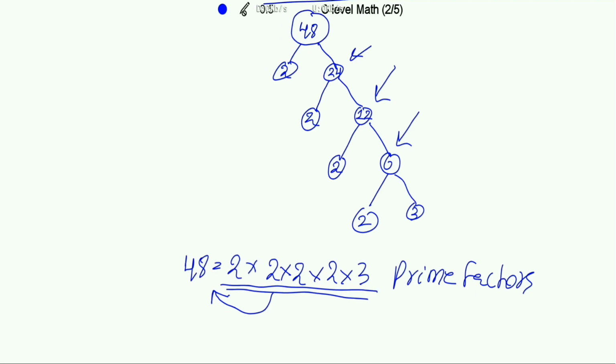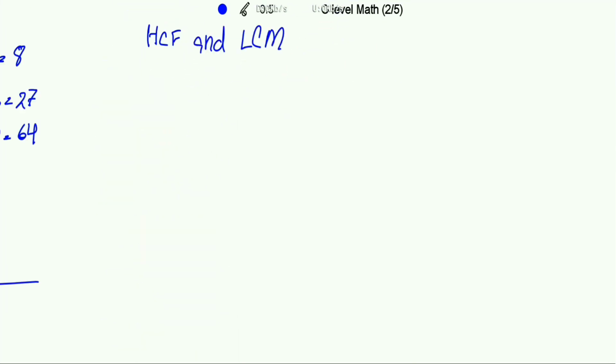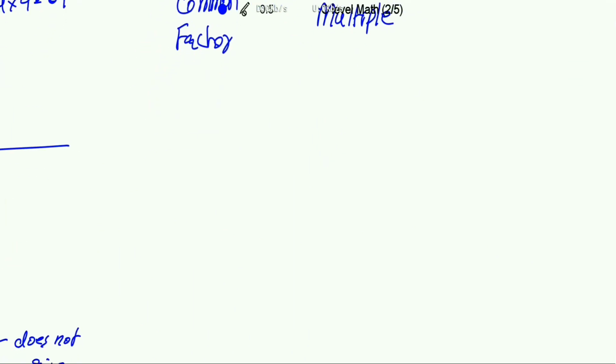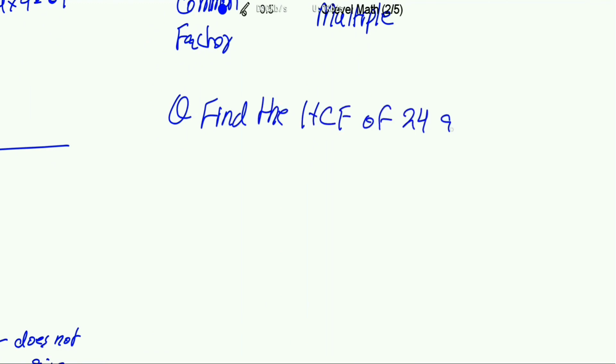Now let's move on to HCF and LCM. HCF stands for highest common factor. LCM stands for least common multiple. Okay, so let's say that I want to find the HCF of 24 and 36.